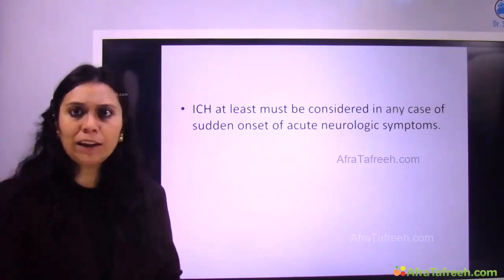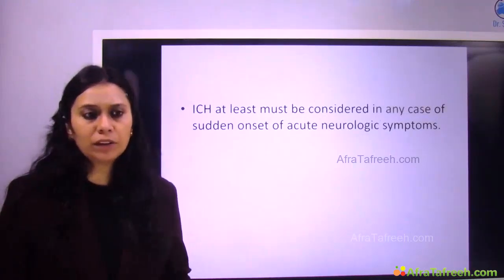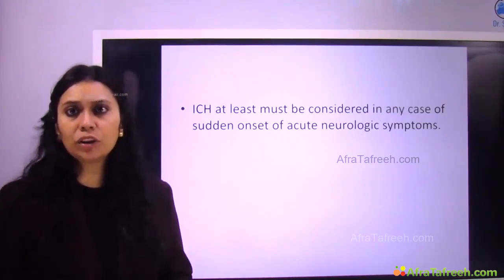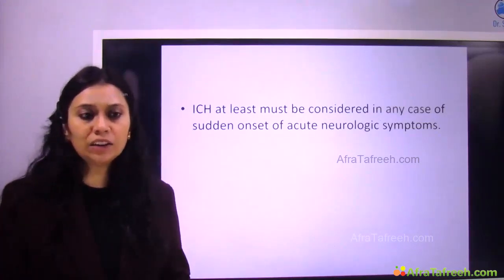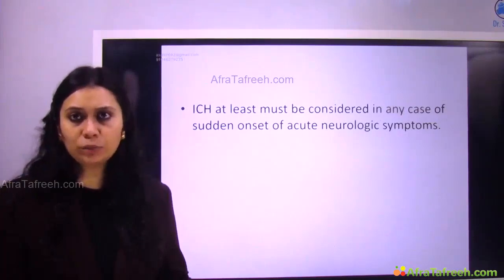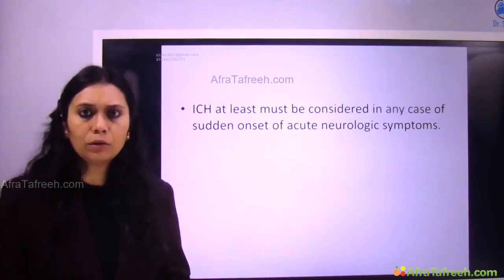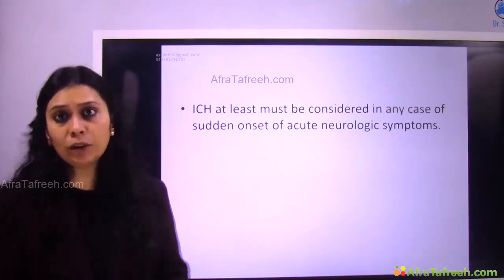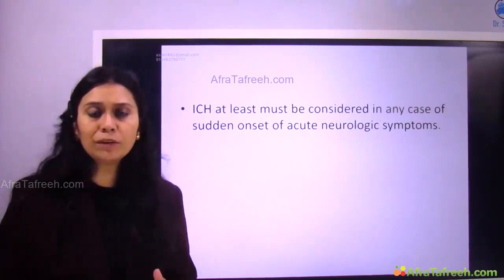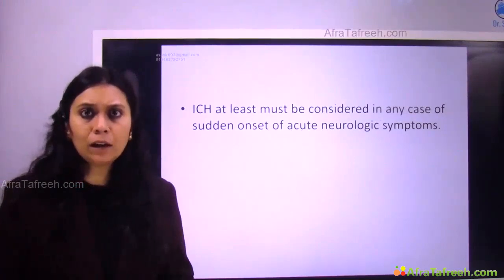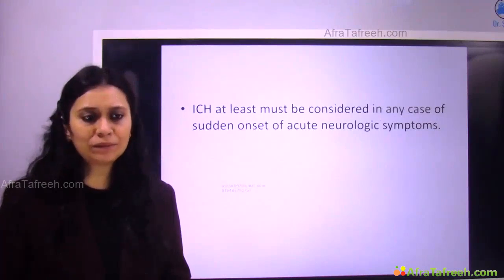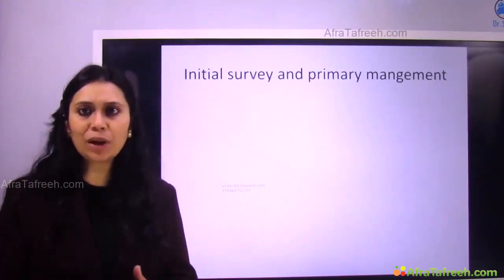Remember, any patient presenting with sudden onset of acute neurological symptoms, headache, acute neurological deficit, or altered sensorium, ICH has to be in the differential diagnosis. So how do I manage when I suspect it but haven't done neuroimaging yet? Before neuroimaging, we have to take care of a few other things. What is the initial survey and primary management in these patients with acute neurological insult?